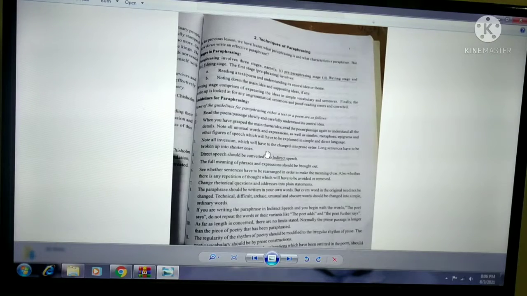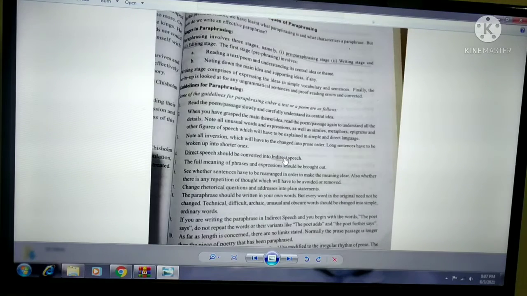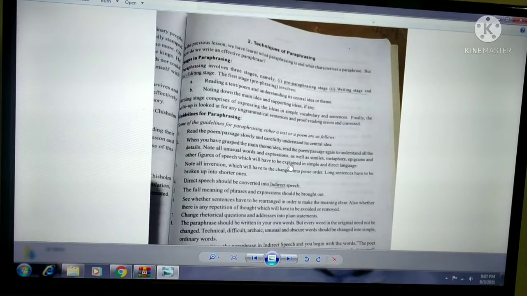Some paragraphs or passages are given to paraphrase. You can go through them and try to understand how you can make this paraphrasing. Some techniques and guidelines are given for paraphrasing. First, we need to read the text completely and understand the whole central idea. That is very important, reading the whole content. And the second thing is noting down the main idea, and also supporting ideas if there are any.